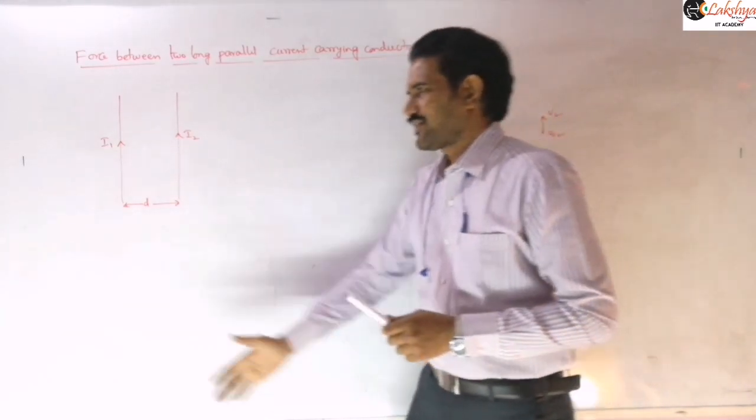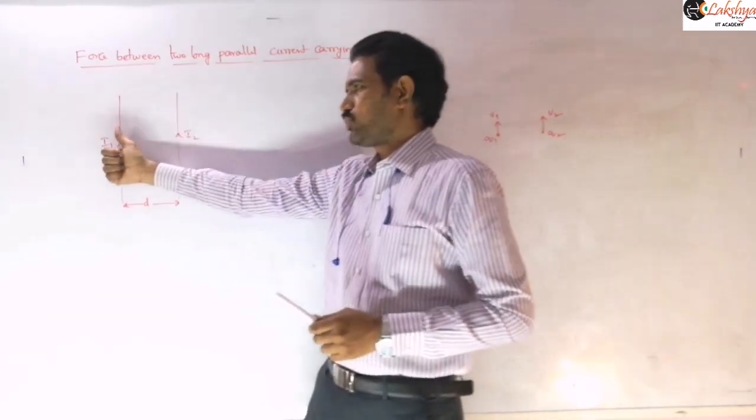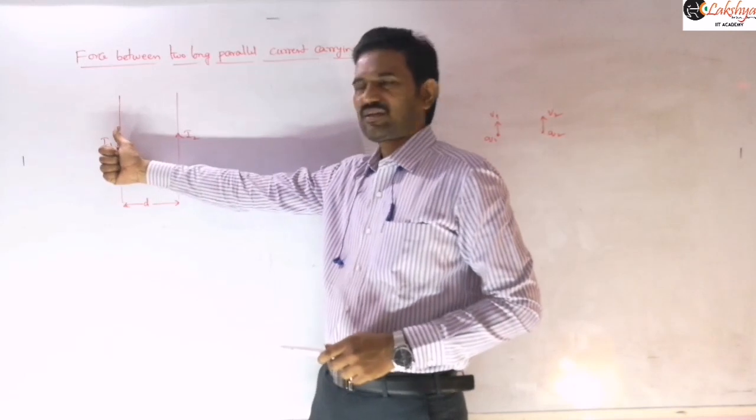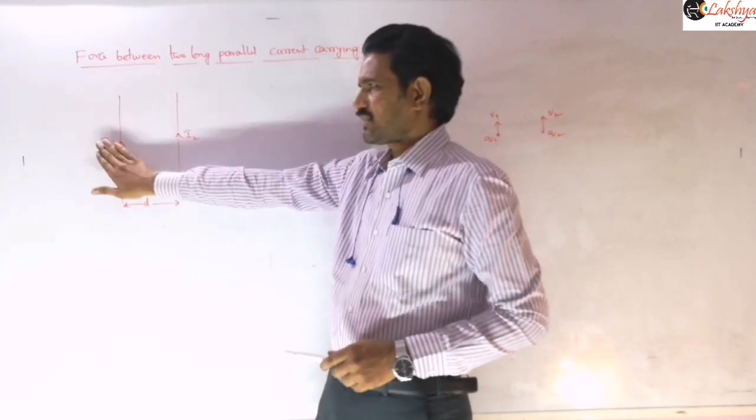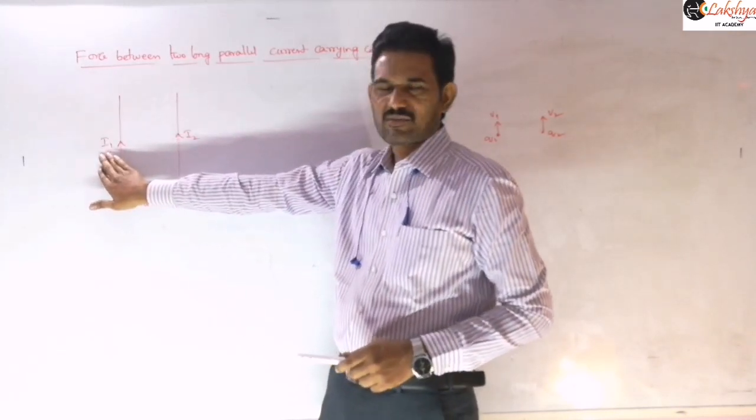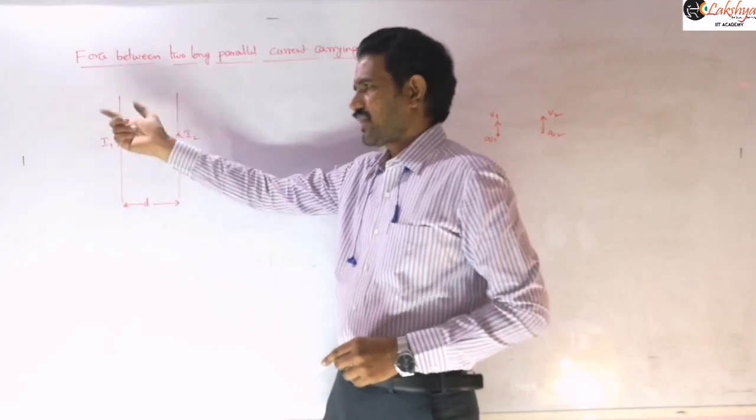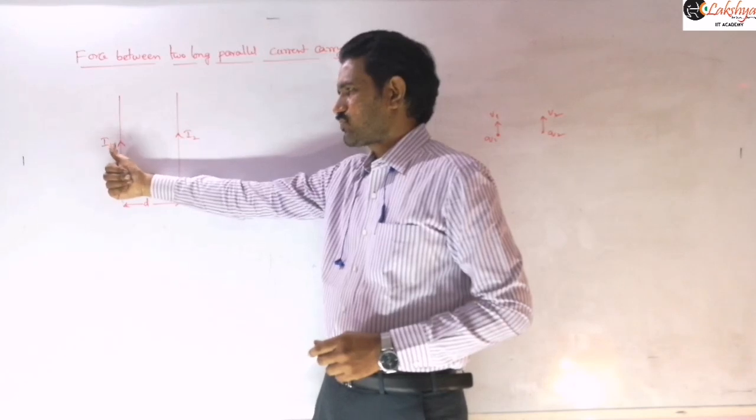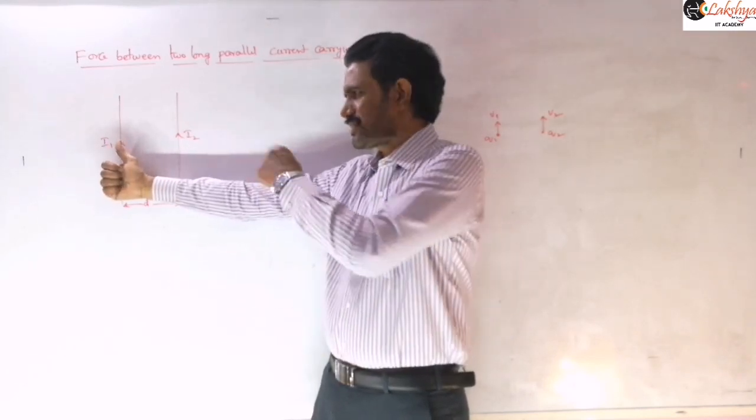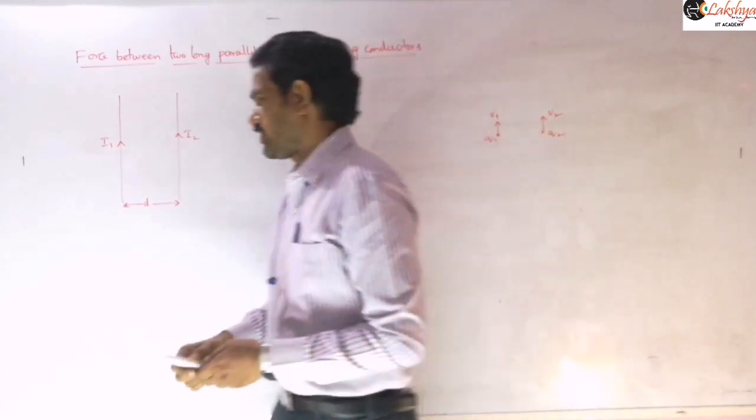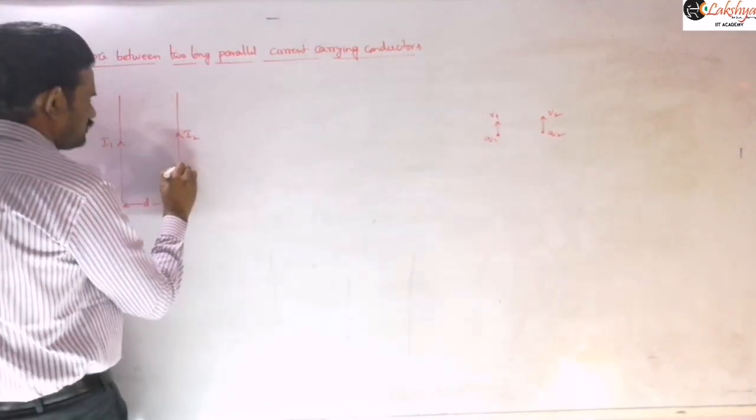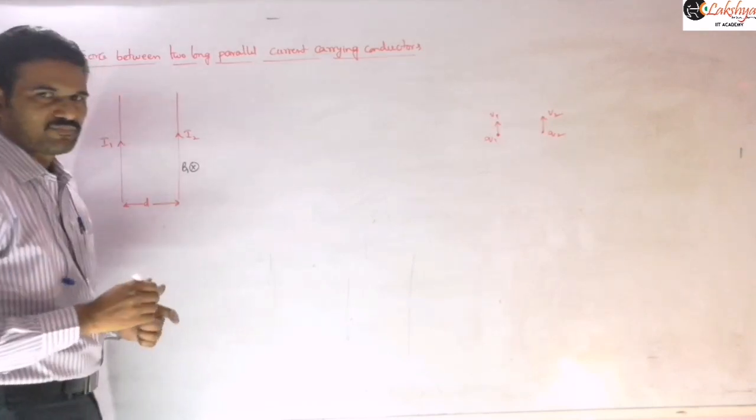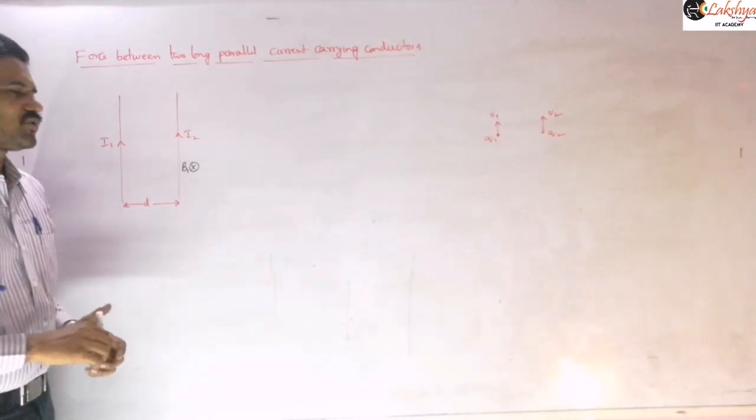Now let us find the direction of the magnetic field produced by the first conductor in the region of the second conductor. The first conductor is carrying some current, so it produces a magnetic field in its surroundings. That magnetic field I am calculating here. On this side it will be into the plane. I am naming it B1, so B1 will be into the plane.